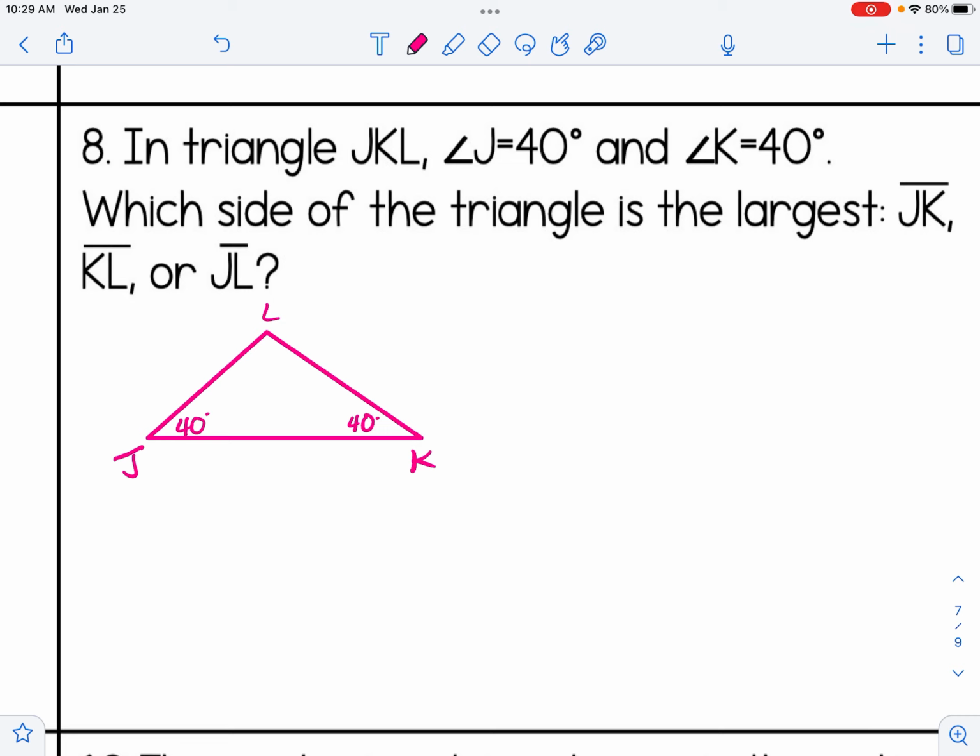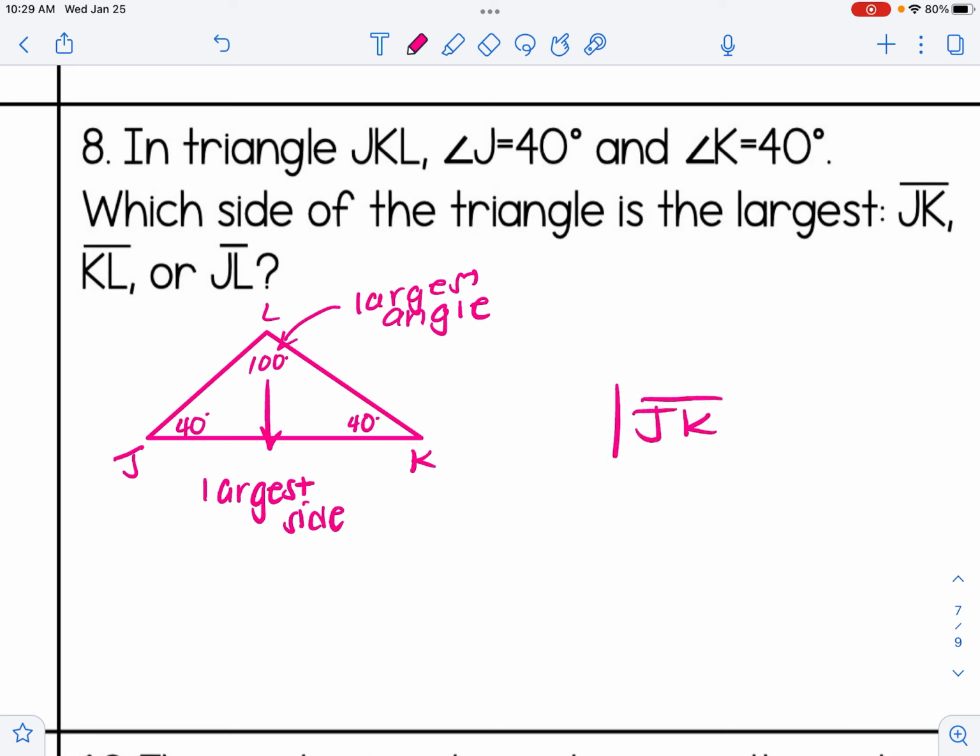K is 40. And I can go ahead and figure out the measure of angle L since I know the triangle has to have 180 degrees. That makes angle L 100. Now we can examine and figure out which side is the largest. So the largest angle is going to be that 100, right? Angle L. So to find the largest side, I want to figure out what side is across from it. That's going to be JK. And that's our answer for number 8.